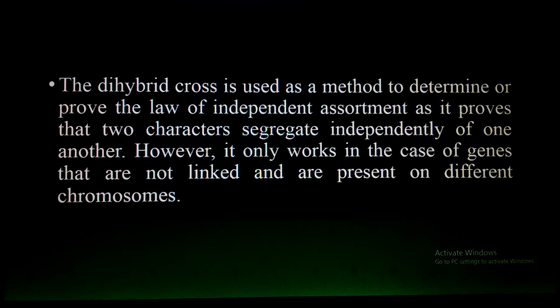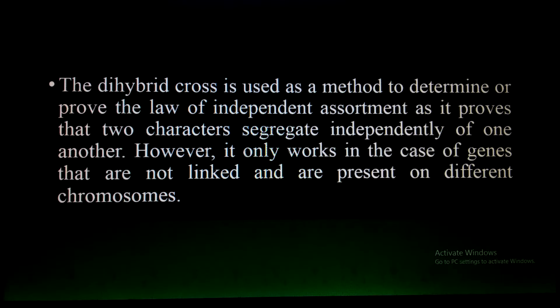The dihybrid cross is used as a method to determine or prove the law of independent assortment, as it proves that two characters segregate independently of one another. However, it only works, keep it in your mind, in the case of genes that are not linked. I have discussed gene linkage in detail in my previous lecture from this genetics series, so you must watch the lecture about gene linkage. This dihybrid cross or law of independent assortment only works in the case of genes that are not linked and are present on different chromosomes. As you know, the genes present on the same chromosome are linked, and those present on different chromosomes are not linked.